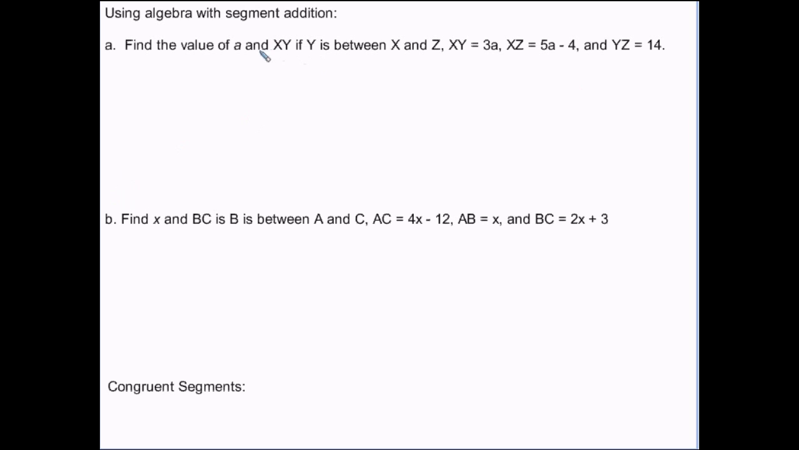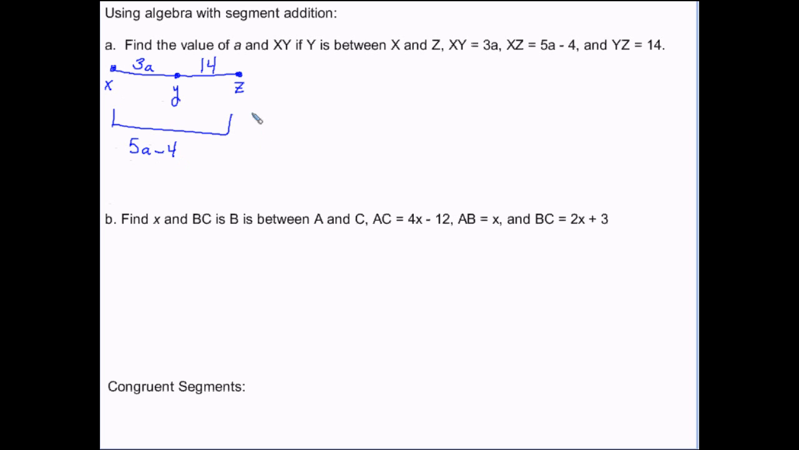So I have: find the value of a and XY if Y is between X and Z. Okay. So I have a segment. I have X and I have Z, and Y is somewhere in between them. Okay. XY, that's this part, is 3a. XZ, that's the whole thing, is 5a minus 4. And YZ, that's this little piece right here, is 14.